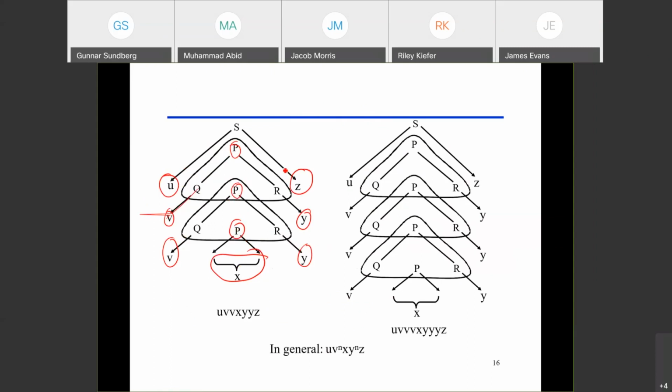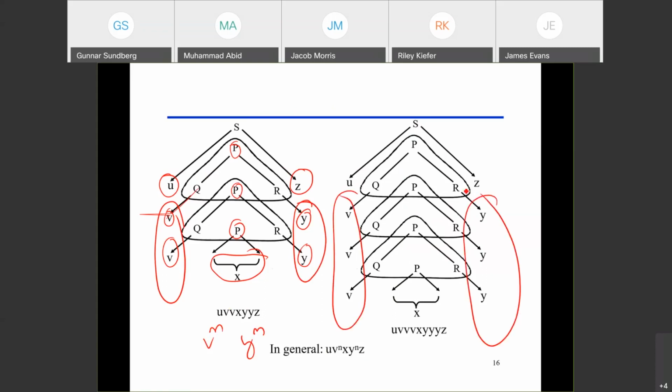Now this will make sense: V raised to power n and Y raised to power n. You can have more than one V here. You can have more than one Y here. And look at this one here. More than one V, more than one Y. So you can beef up the word by these V and Y. You can increase the size of the word by V and Y.